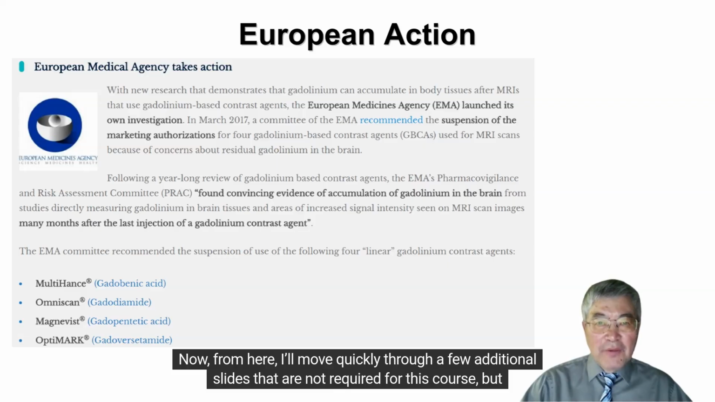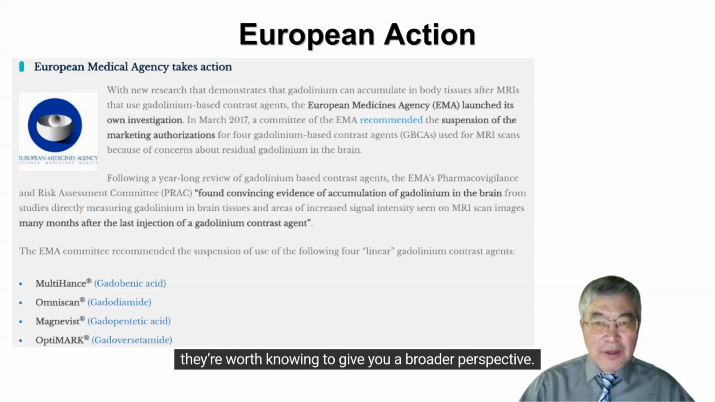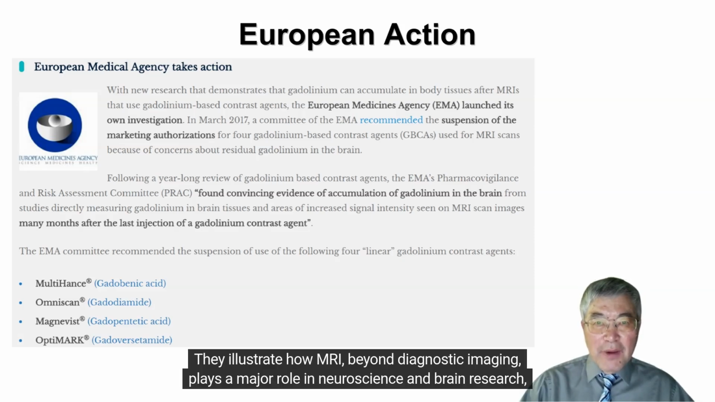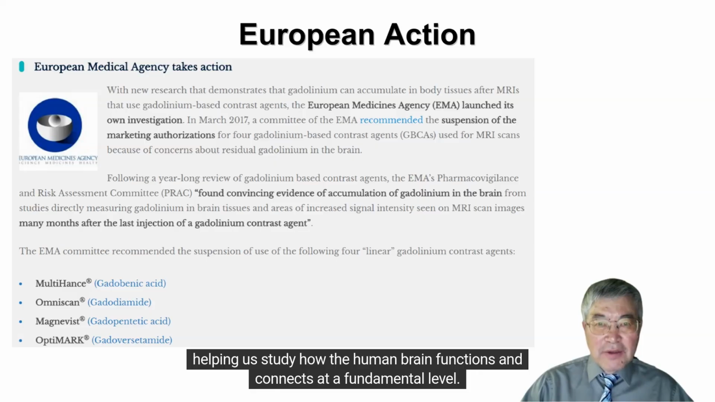Now, from here, I'll move quickly through a few additional slides that are not required for this course, but they're worth knowing to give you a broader perspective. They illustrate how MRI, beyond diagnostic imaging, plays a major role in neuroscience and brain research, helping us study how the human brain functions and connects at a fundamental level.